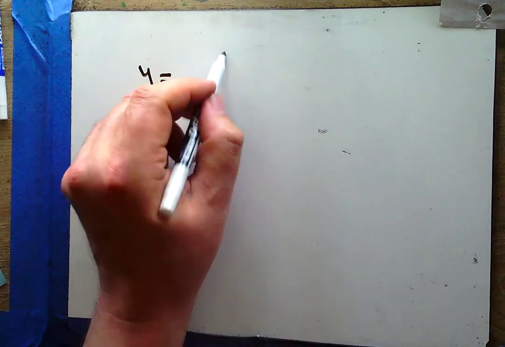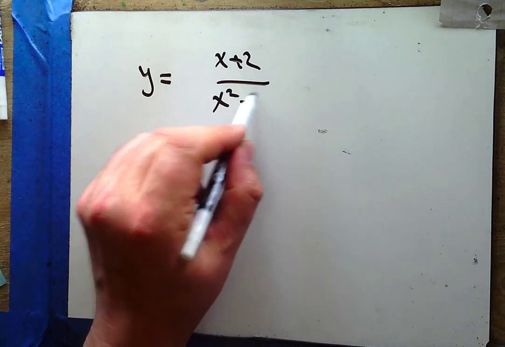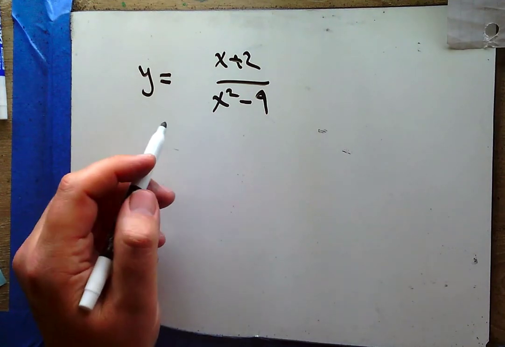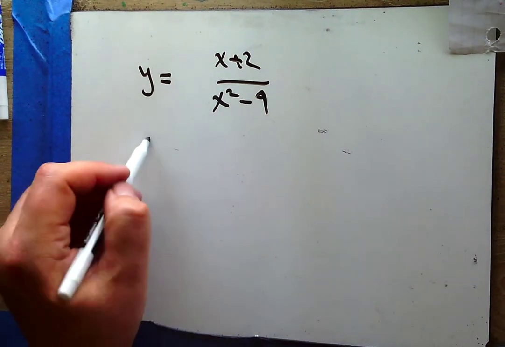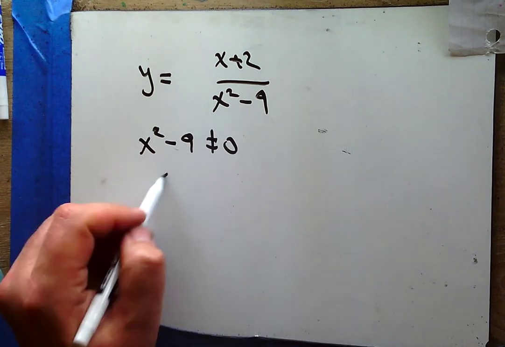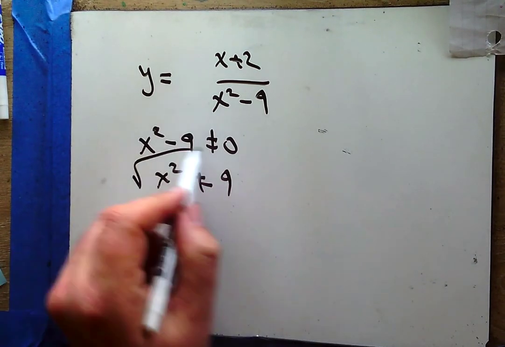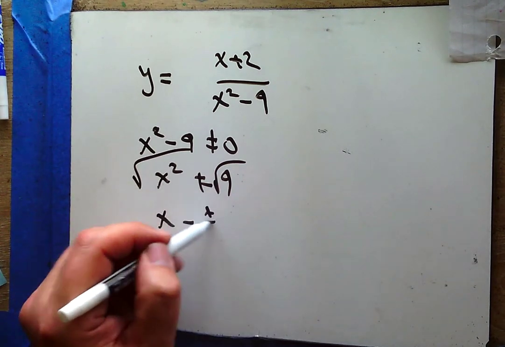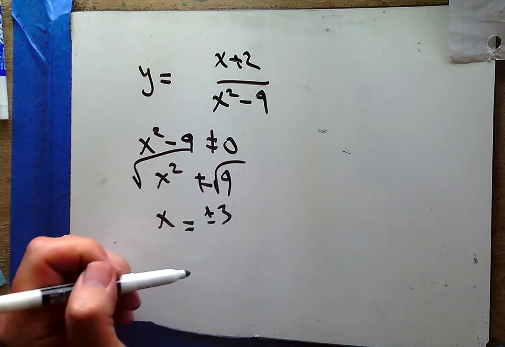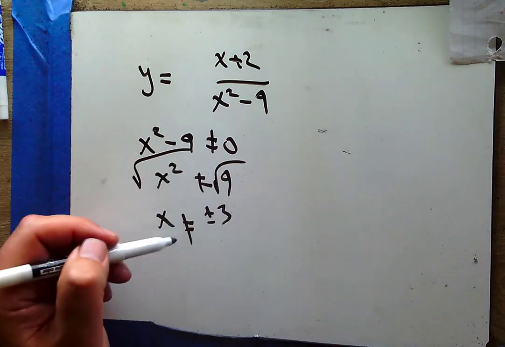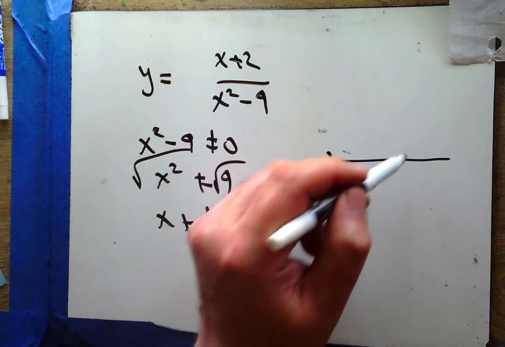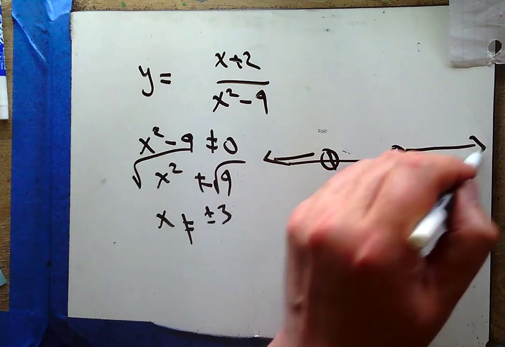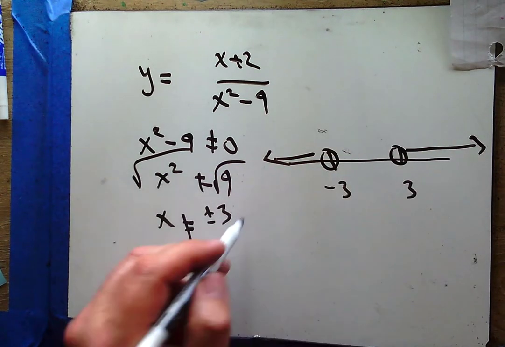Well, what about this situation? Y equals x plus 2 over x squared minus 9. What's my domain in this problem? Well, I'm going to say that x squared minus 9 can't equal 0 and that x squared can't equal 9. But when I take the square root of both sides, what am I supposed to remember? That's right, plus or minus. And the square root of 9 is 3. So this is what x can't be. Can't be -3, can't be +3. It can be these, and it can be these. That's what students usually write.